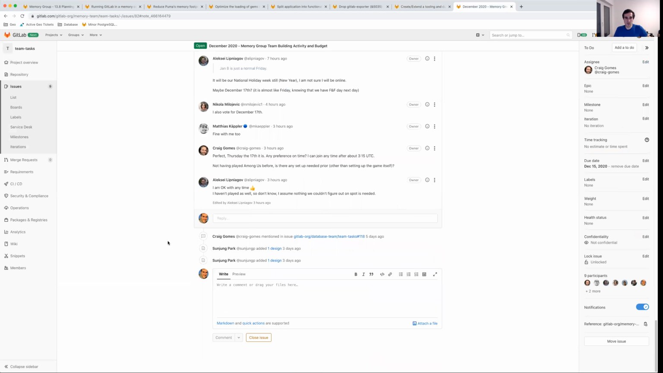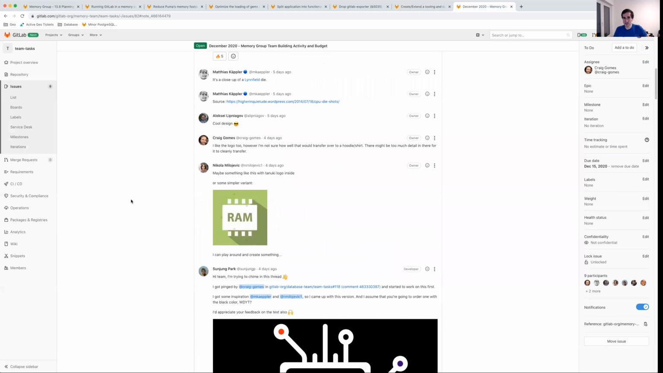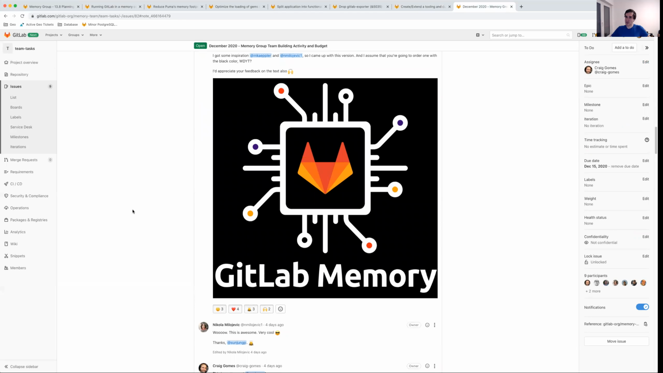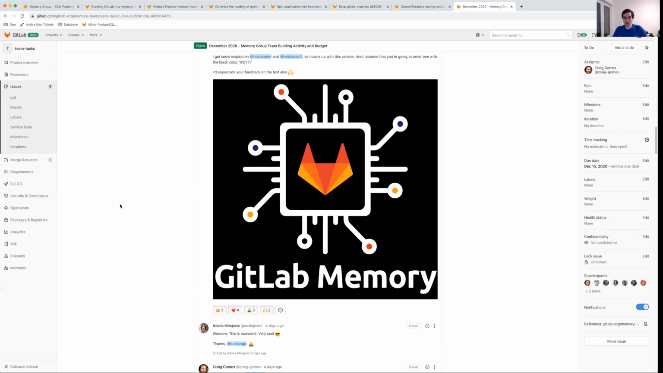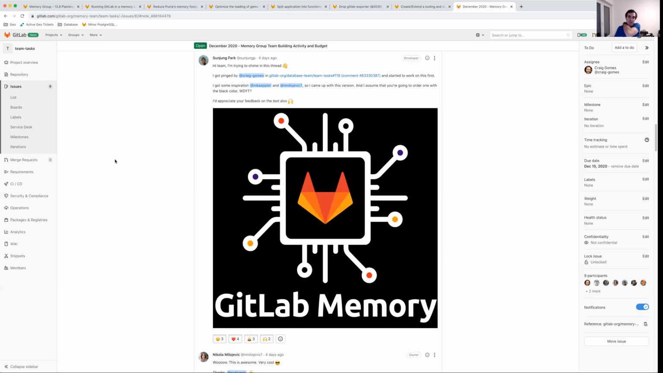And finally, one of the very important last bits of 2020 is also to update our memory team branding. We are discussing a logo for the GitLab memory team, and this was graciously designed by the enablement designer Sun Jung. So you may see me wearing a GitLab memory hoodie next time I present this.